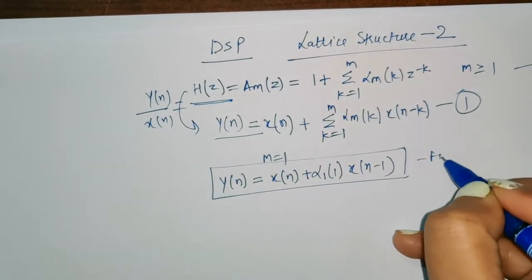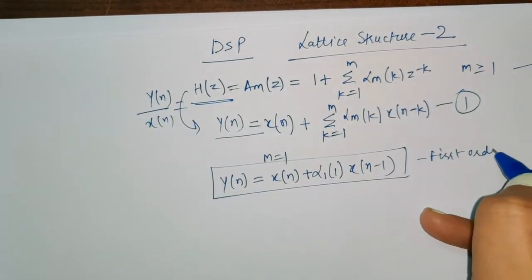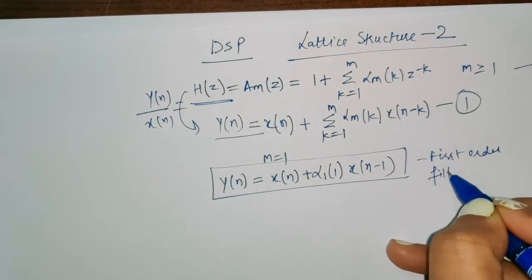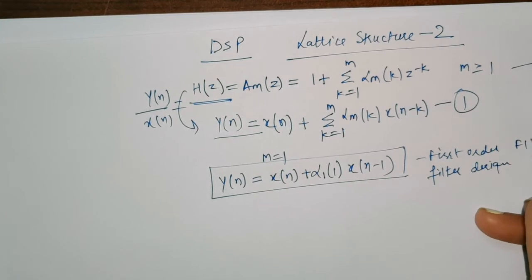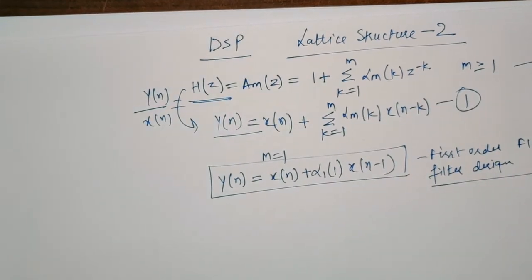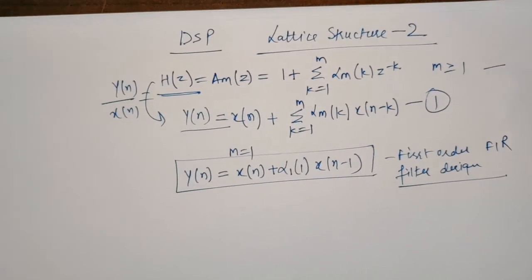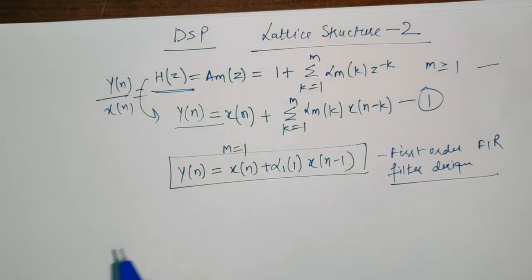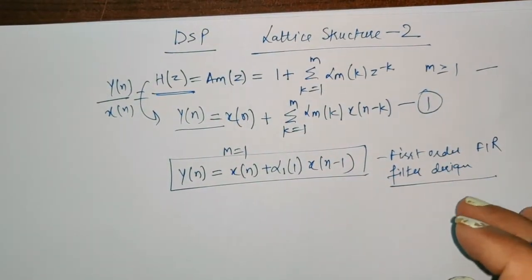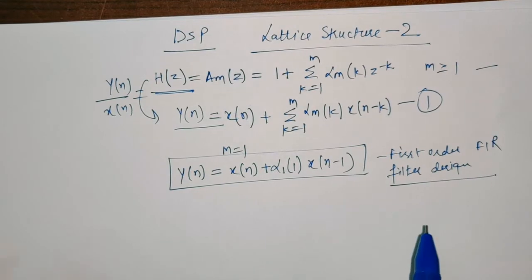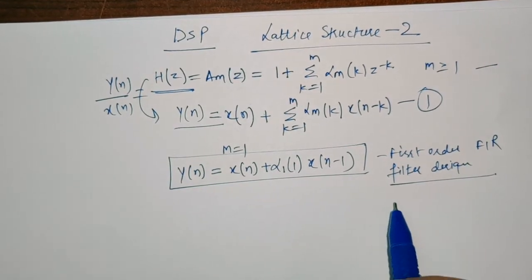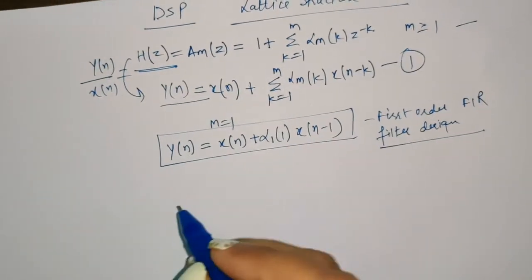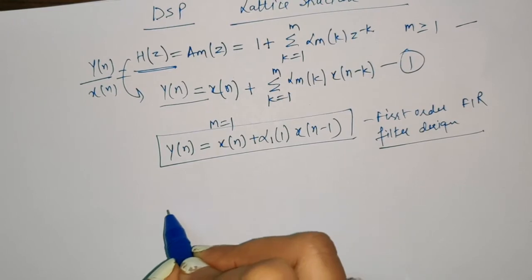This is for first order FIR filter design. FIR filter means which has only zeros. Okay, no denominator term, only numerator term. So this is only for FIR filter. And then we realized the FIR filter for 3 stages using this particular equation. I'm just doing a quick revision of how we realized it.